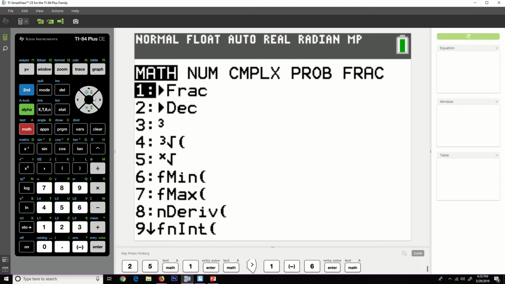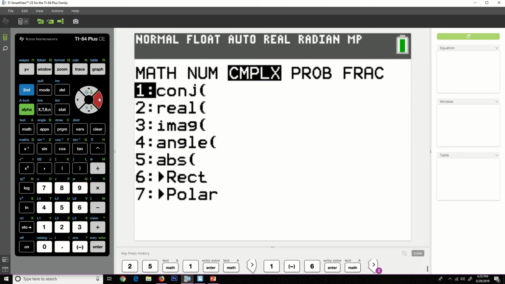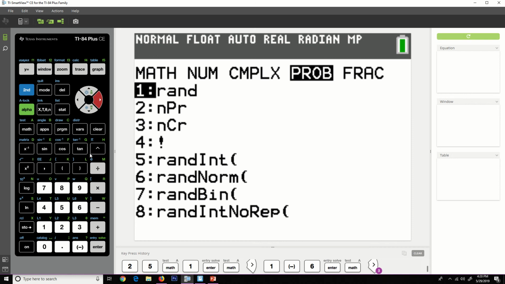Back to the math key, over to number. This will round. This is the greatest integer function. So in LCM, if you do the LCM of two numbers, it'll find the least common multiple of two numbers. Greatest common divisor, if you put in two numbers, it'll find the greatest common divisor. Complex numbers, we're not going to deal with a whole lot of complex numbers in this one, but we are going to deal with some probability stuff. The big ones are 2, 3, and 4, although number 1 is a random number generator. It'll give you a decimal between 0 and 1 randomly calculated. This is permutations, so NPR, and then NCR is combinations and factorial.